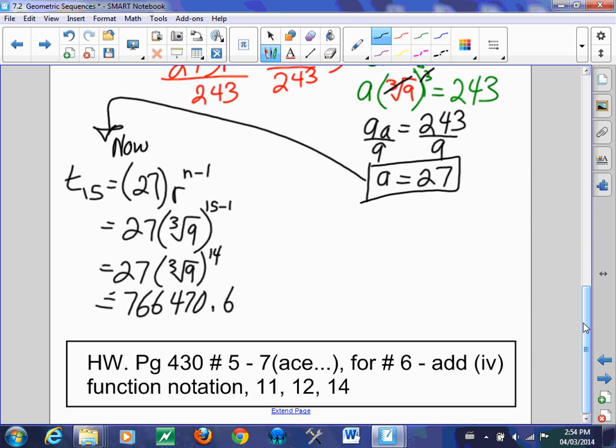So give that a try, and here's your homework, ladies and gentlemen, page 430, numbers 5 to 7. Just do ACE, every other one for those, so every odd example. For number 6, I'd like you to add function notation. The textbook doesn't do a good job at that, and I think that's where you can be better prepared for functions in grade 12 if you keep adding that in. And 11, 12, and 14.